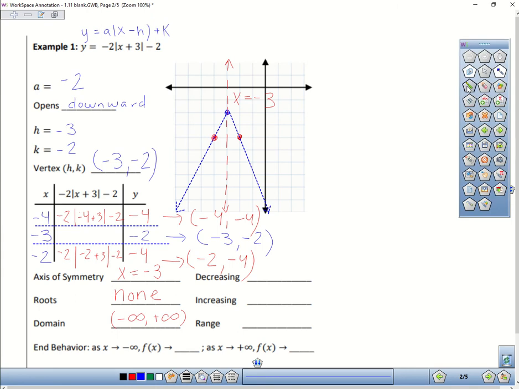Now we're going to look at increase and decrease. Okay. So my graph is decreasing from -3 to +infinity over here.